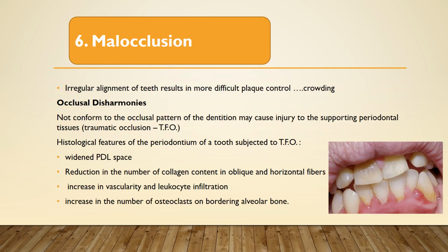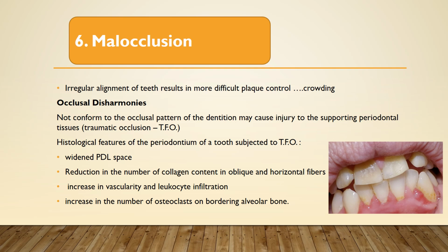Then coming to malocclusion, you might have come across many cases of malocclusion. How can it cause problems with the periodontium? Obviously, irregular alignment of teeth will favor plaque retention, and there will be difficulty in plaque control. For example, it can be crowding, or it can be cross bite or deep bite.